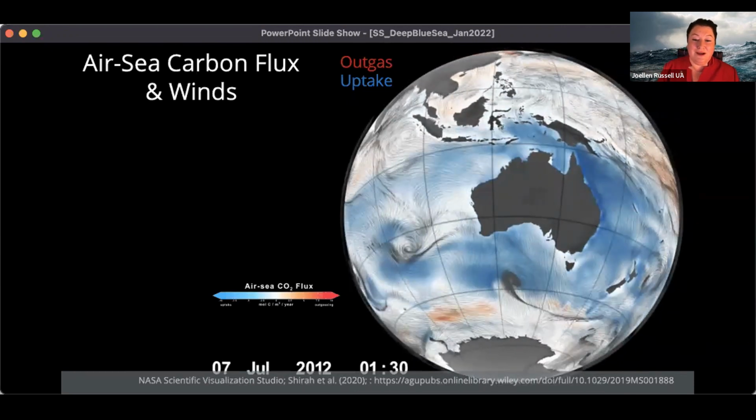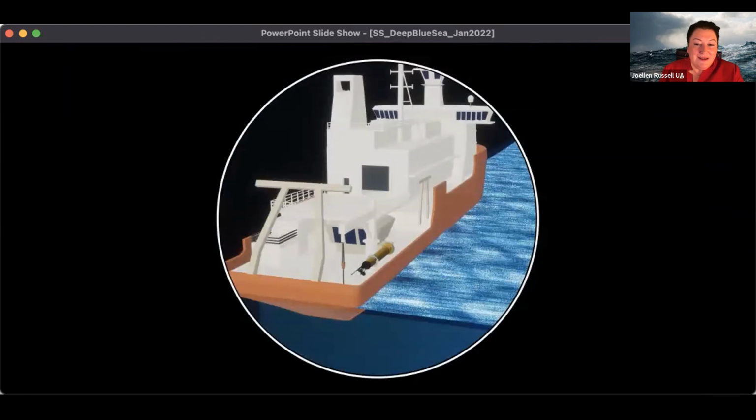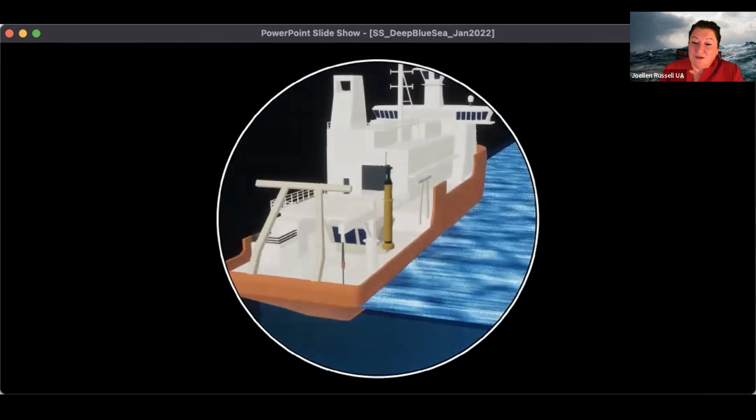So what comes next in my lab, and I hope across the country, is we'll continue to build out our carbon observing and prediction system. We'll complete the implementation of the near real-time carbon accounting, and we'll publish the top 10 economies' monthly carbon bill, their impact on the atmosphere from basically burning and dumping. And hopefully make this a better place for our kids and our grandkids, and for us. And that is all I had for you today.